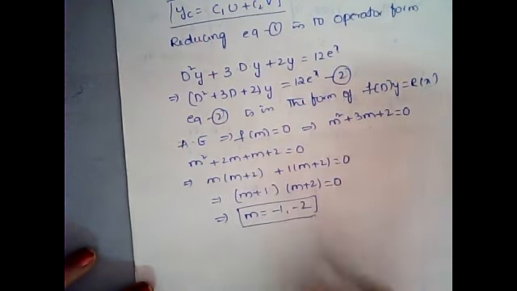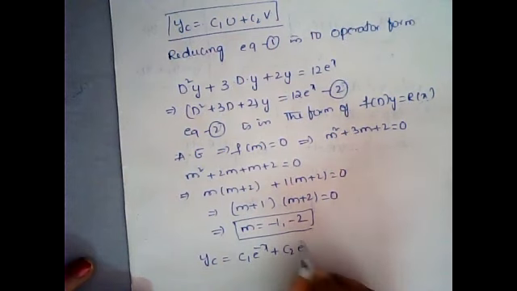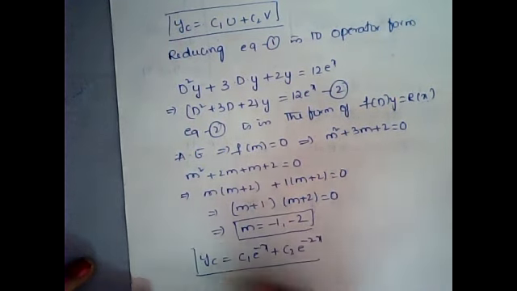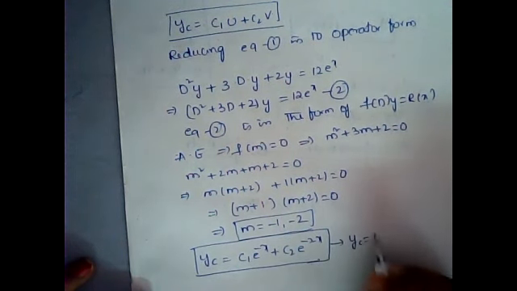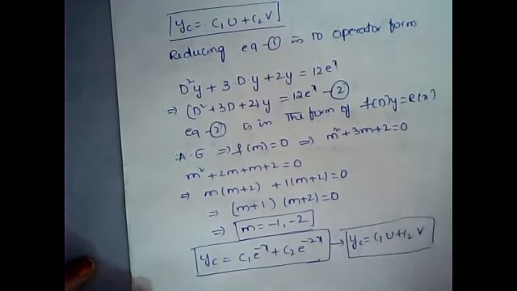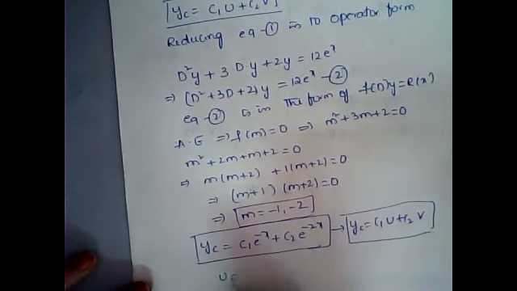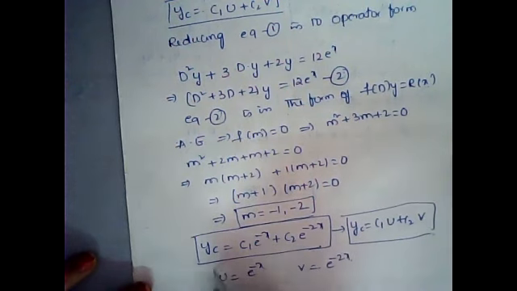So I got different roots. yc will be taken as c1 e power minus x plus c2 e power minus 2x. Now equate this yc to the standard form. What is the standard form here? c1 u plus c2 v. So equate these two equations, where we get the u and v values. What is the u value when you equate these two equations? We get u is equal to e power minus x and v is equal to e power minus 2x.